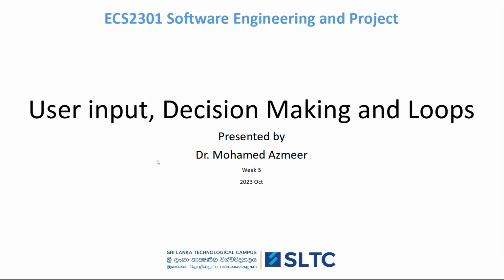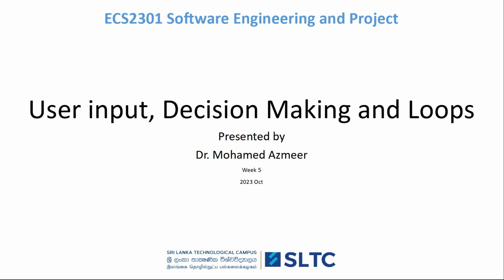Today we are going to look at three things. The first one, I think we already did previously, is how to get user input. Then we will be looking at decision making with Java. There are different ways of making decisions. And the last one is loops. So with that, we conclude the basic programming algorithms.